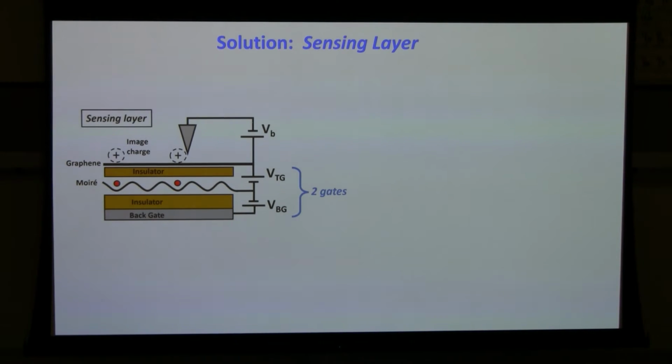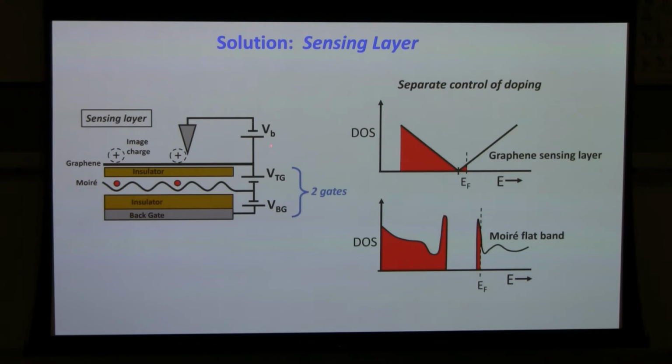So that's the idea. And having these 2 gates is quite nice because now we can independently control the electron density in the graphene. So we can put the Fermi level near the graphene Dirac point, which gives us the highest sensitivity. And we can also control the Fermi level in the moire hetero bilayer, and that's where we want to put it, right there. So the red color is electrons. This is how we want to make a Wigner crystal. We just want to put a few electrons right there at the bottom of the conduction band. That's where we hope to find a Wigner crystal.